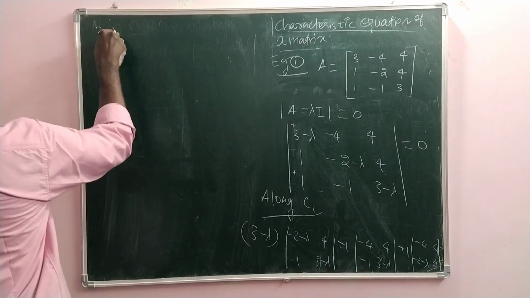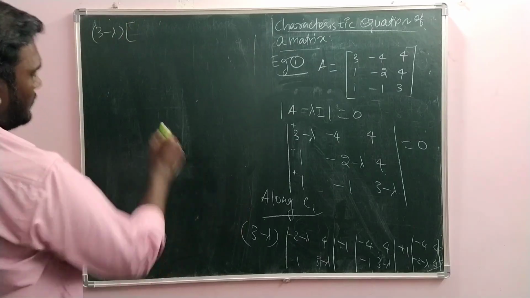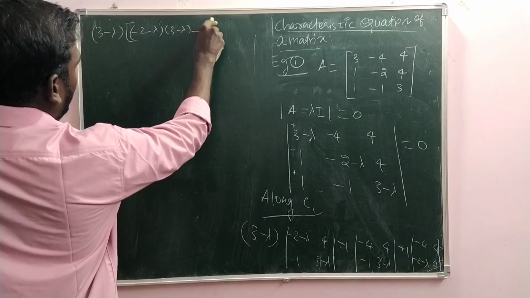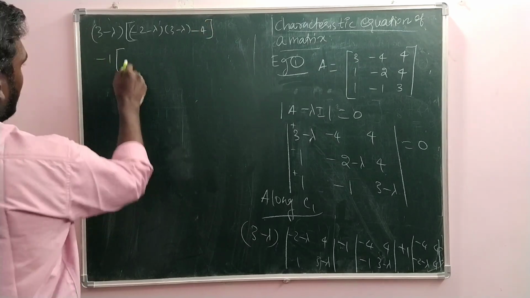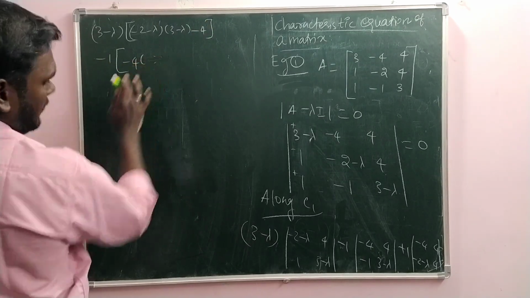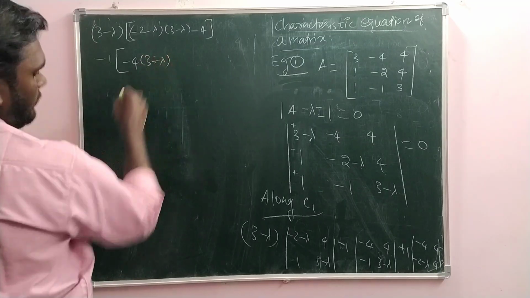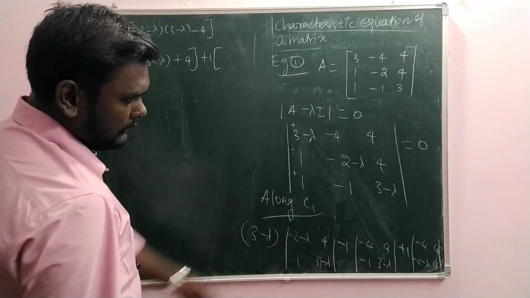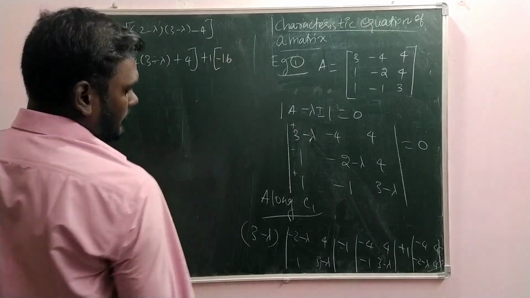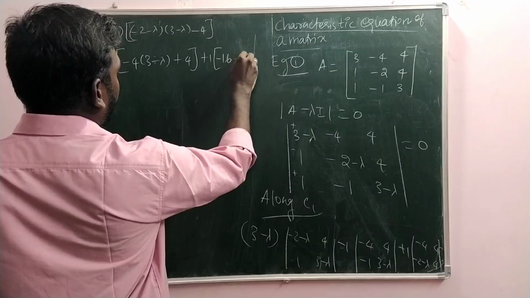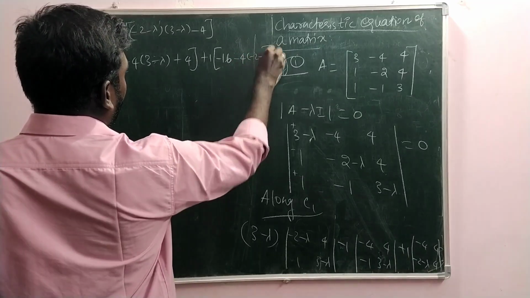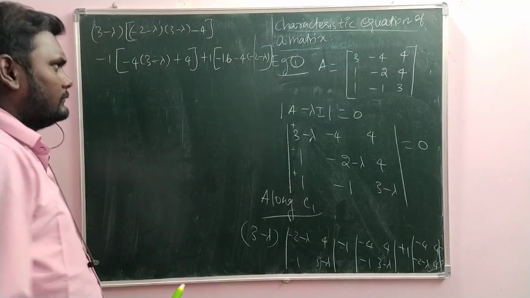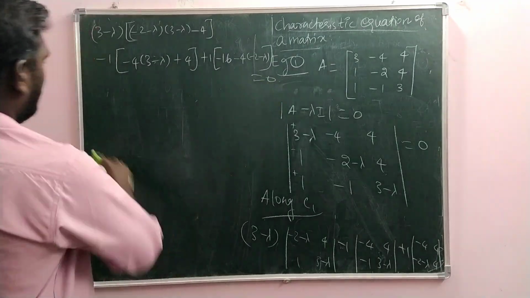Now calculate this determinant. 3 minus lambda into this is minus 2 minus lambda into 3 minus lambda minus 4, and minus 1 into this is minus 4 into 3 minus lambda, and this is plus 4, and plus 1 into again that last, minus into minus, that is minus 16, minus 4 into minus 2 minus lambda. Okay, alright, are you doing this? Are you noting down? That is equal to 0.